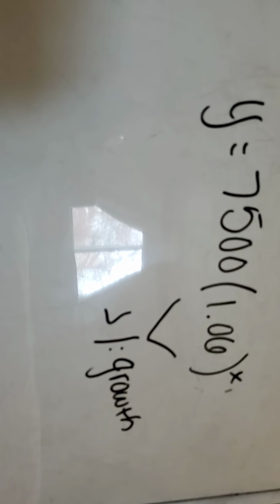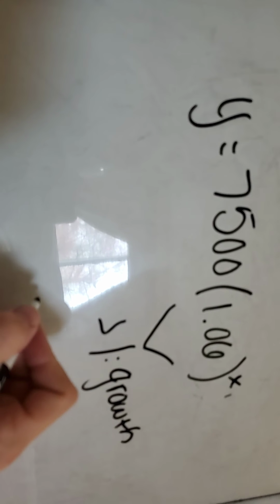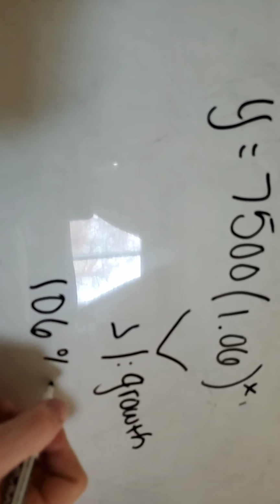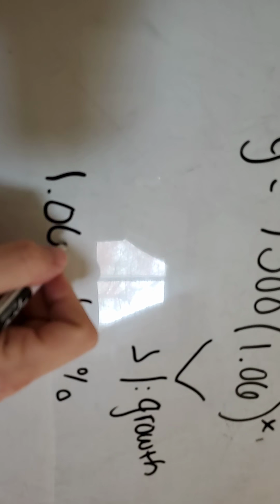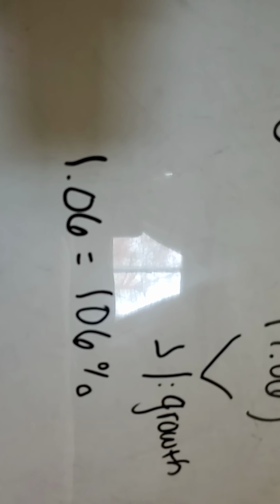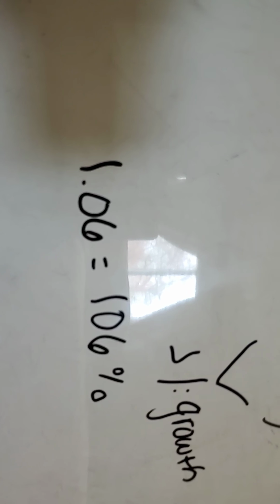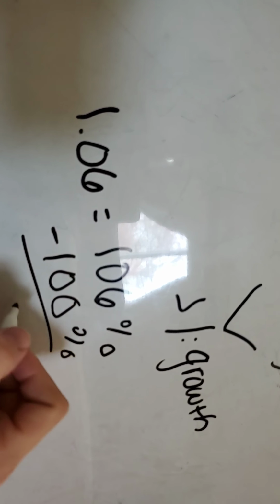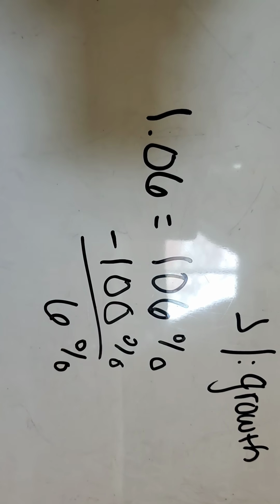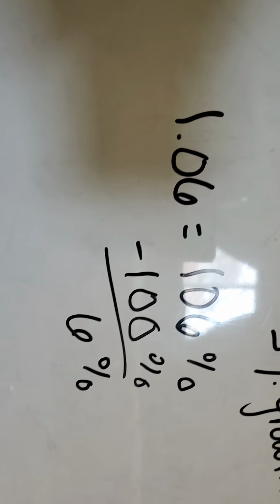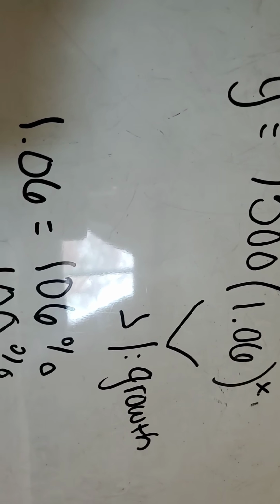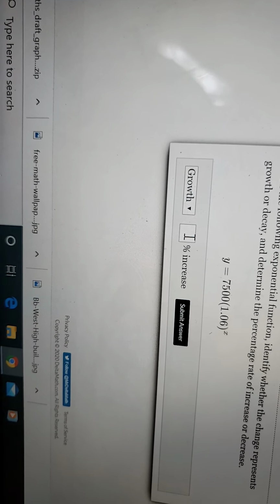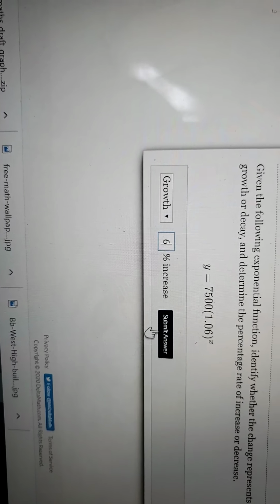But by how much? Well, we have to think about how much more than 100% is 106%, right? So this represents 106%. 1.06 is 106%. How much more is 106% than 100%? Well, 6% more, right? We could just subtract 100, and that gives me 6%. And that's it. That's all it's asking us. So how much is this growing by? 6%. All right. So we go over here. Its growth is already selected there, and it's a 6% increase.